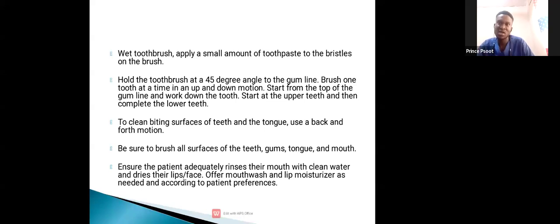The biting surfaces. So be sure to brush all surfaces of the teeth, gums, the tongue, and the mouth, and ensure the patient adequately rinses their mouth with clean water and dries their lips or face. Offer mouthwash and lip moisturizer as needed and according to the patient's preference.